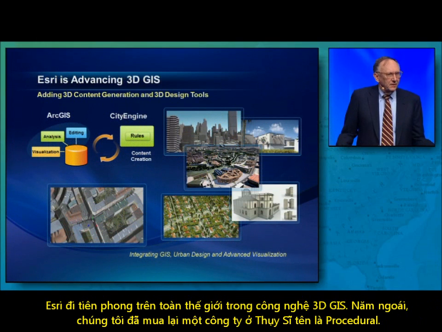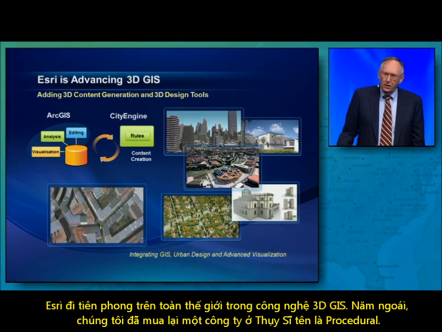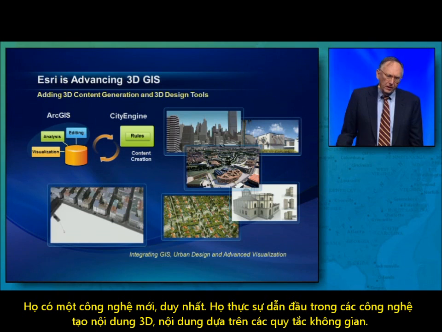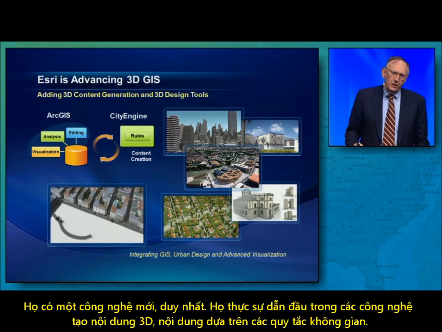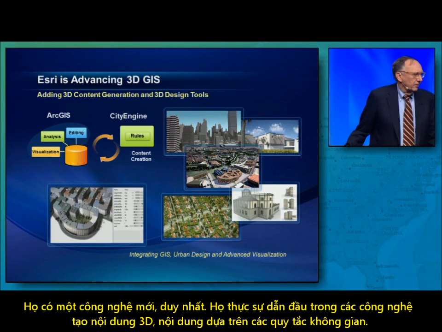Esri is advancing the whole world of 3D GIS. Last year we purchased an organization in Switzerland called Procedural. They have a new, unique technology. They were actually the leader in rules-based content, 3D content generation.